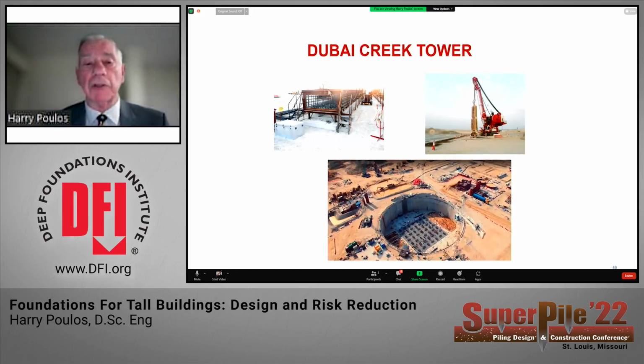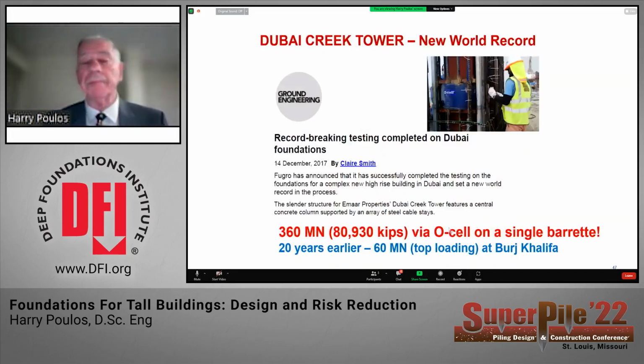And so here are some pictures. This is a typical barrette, the reinforcement for it. That's the installation of barrettes. And here then is an aerial shot of the foundation system being constructed within the main tower precinct.